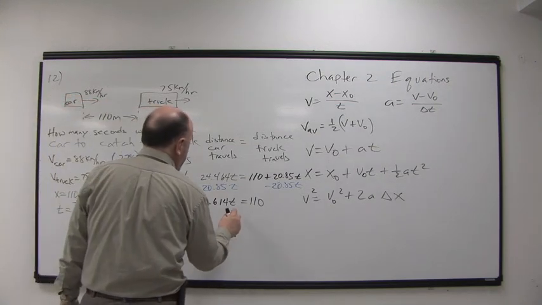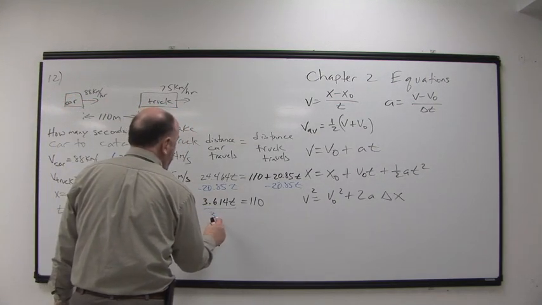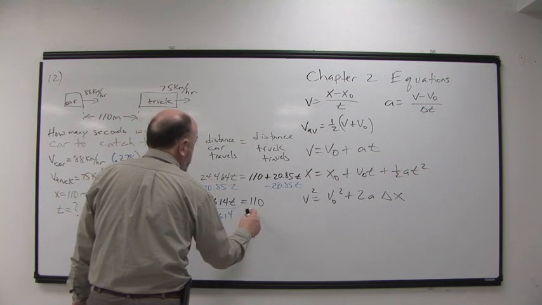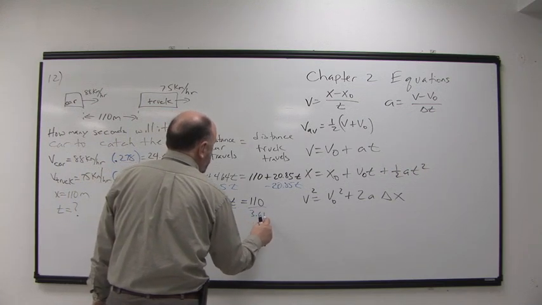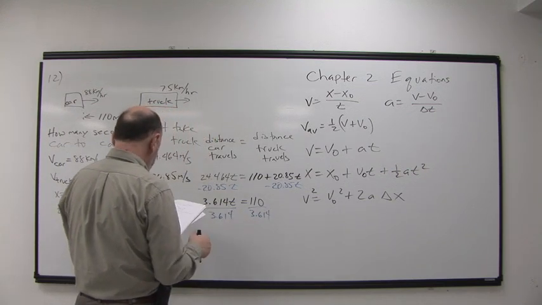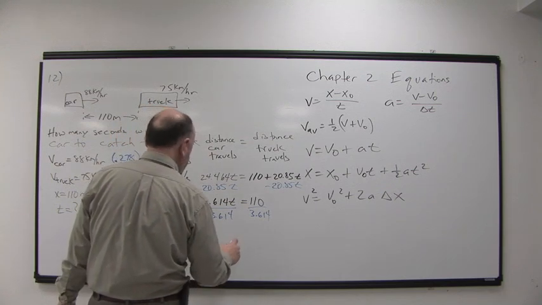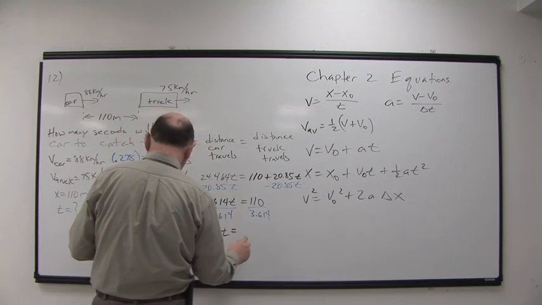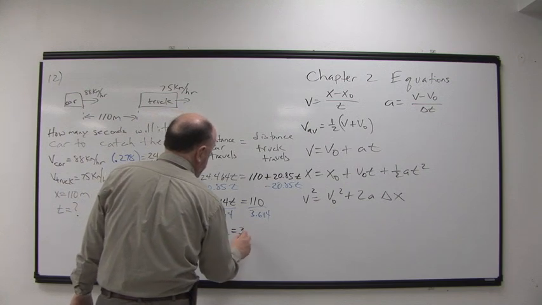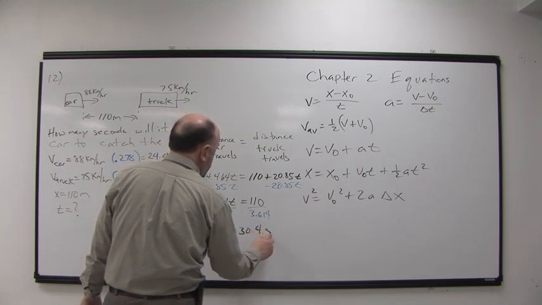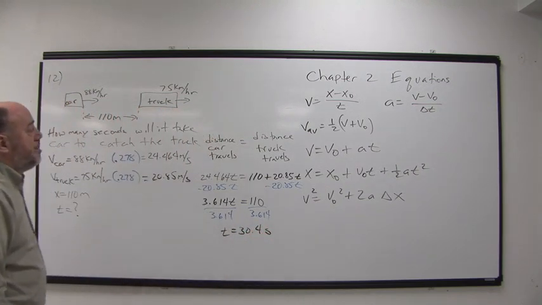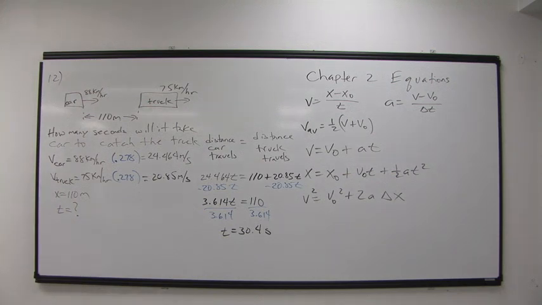Then we divide by 3.614 and divide by 3.614, and we get that t is going to be 30.4 seconds. And so it'll take 30.4 seconds for this car to catch up to my truck.